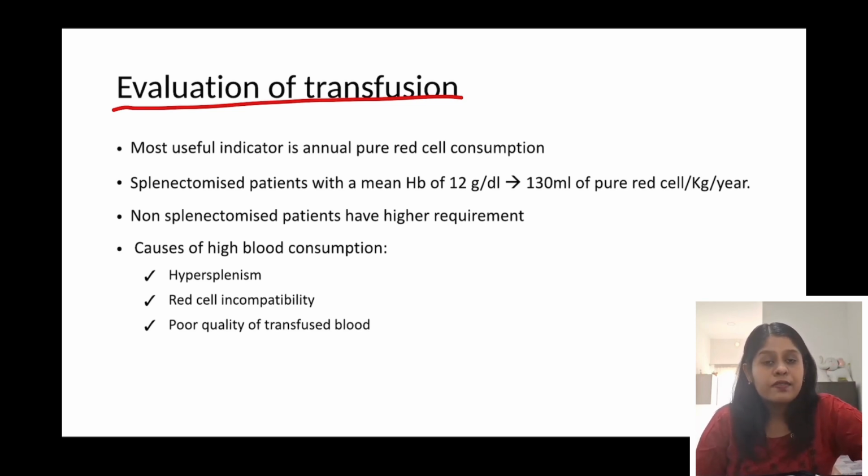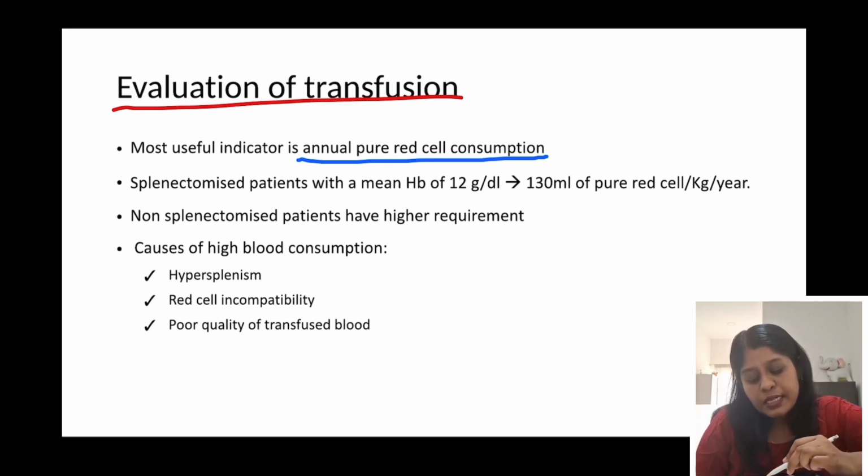So now you are giving regular transfusion for this child with beta thalassemia. How are you going to evaluate this child? Annual pure red cell consumption is the most useful indicator. In splenectomized patients with a mean HB of 12, the indicator is 130 ml of pure red cell per kg per year. Non-splenectomized patients should have a higher requirement.